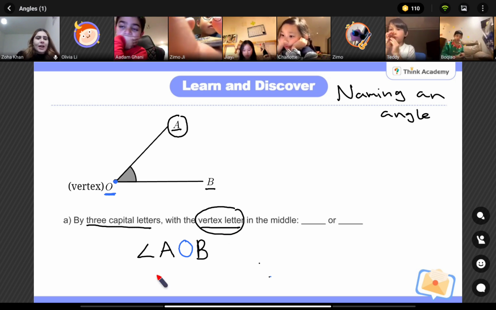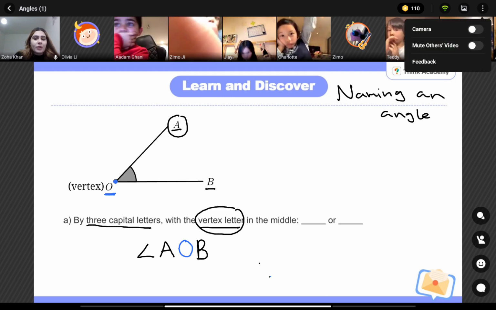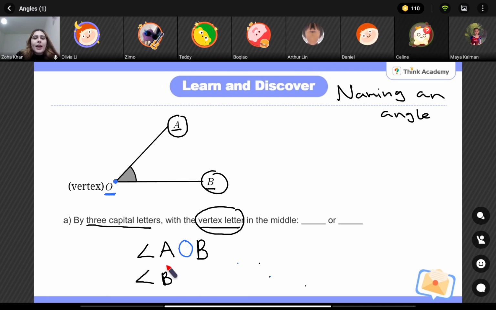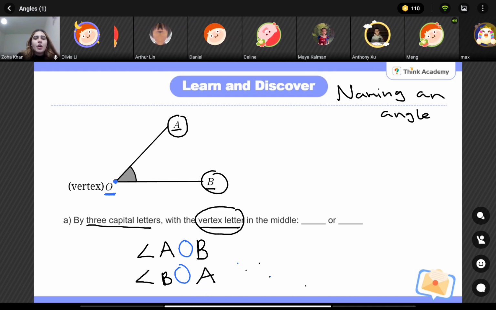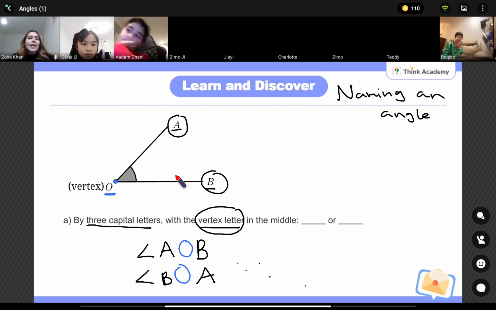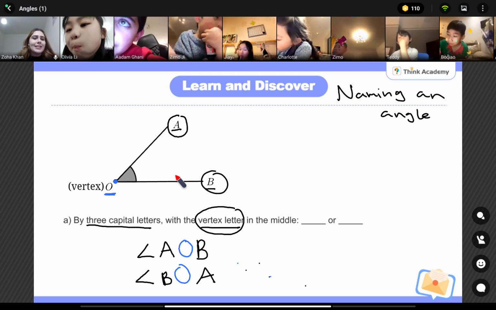Now, does anyone have another way that we can name the same angle? Yes, Meng. What's another way we can name it? BOA. Good. So we can have B first this time. But remember, the vertex letter will always go in the middle. So we've got B, and then we've got O in the middle, okay? And then we can have A, okay? So there's two ways of naming this angle. We can have AOB or BOA, but we must always have the vertex letter in the middle, okay?